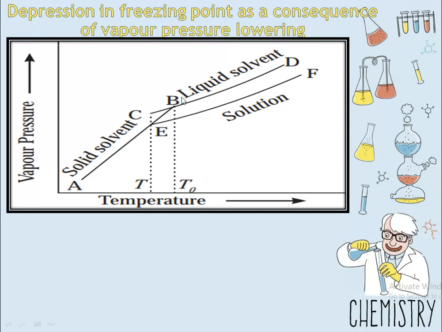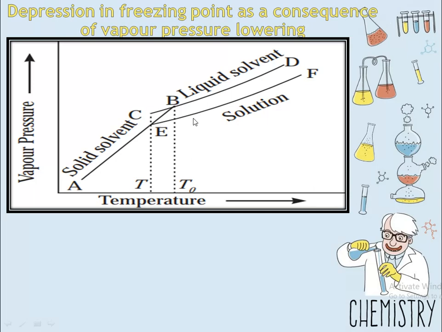So here at point B, the vapor pressure of the solid solvent and the liquid solvent become equal. This means the two forms have the same vapor pressure, and therefore the corresponding temperature, that is TF naught, is the freezing point of the solvent.